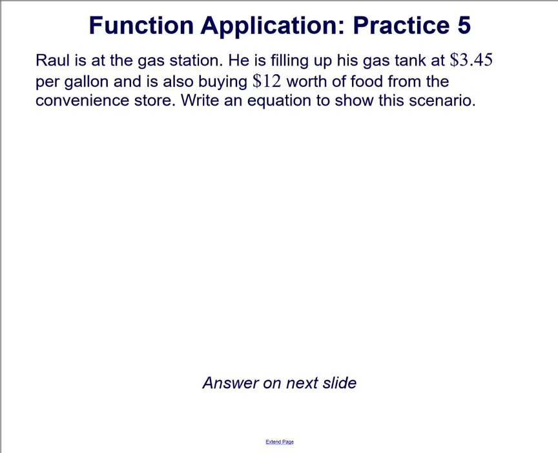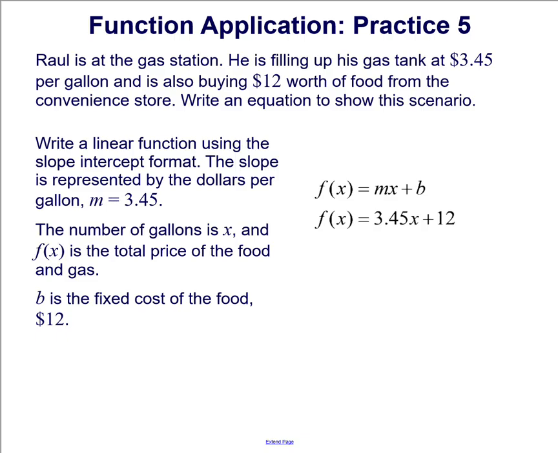And welcome back. Let's see how you did. So first of all, we're going to write a linear function using the slope-intercept format. The slope is represented by the dollars per gallon, so m is equal to $3.45. The number of gallons is x, and f of x is the total price of the food and the gas. b is the fixed amount of the food, $12. And we start with our general function, f of x is equal to mx plus b.